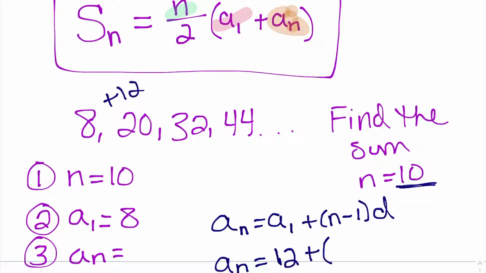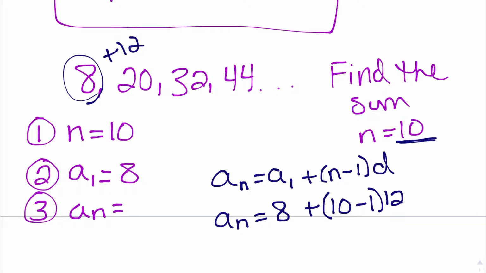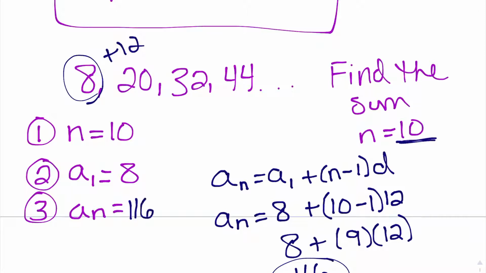Usually we leave that, but if I actually want to find the 10th term, I'm going to put in 10 for n. And the common difference, oh, I'm sorry, I made a mistake. This does not happen all the time. The first term is actually 8, so that's what should be in a sub 1. The common difference is 12. So if I simplify this, I have 8 plus 9 times 12, and that should give me 116 altogether. So that is my a sub n in this case.